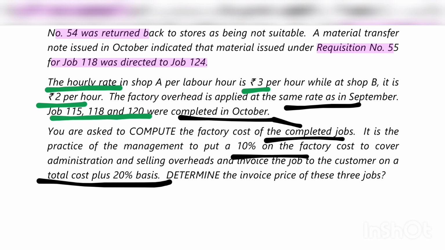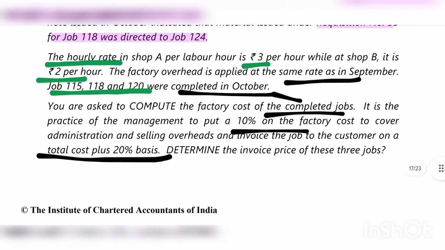So they are given factory overhead which is applied at the same rate as in September, and job numbers 115, 118, 120 were completed in October. You are asked to compute the factory cost of the completed jobs. It is the practice of the management to put in 10% on the factory cost to cover administration and selling overheads and invoice the job to the customer: total cost plus 20%, meaning cost plus 20% margin, and determine the invoice price of this job.